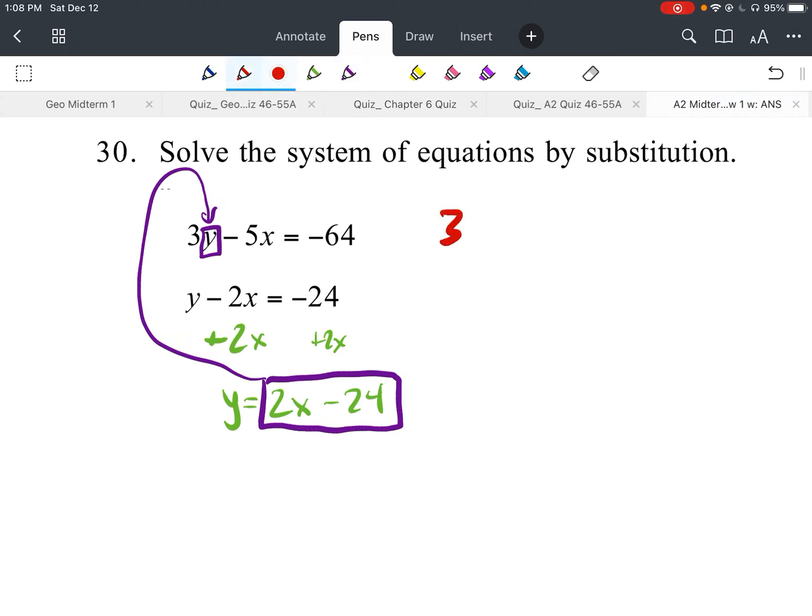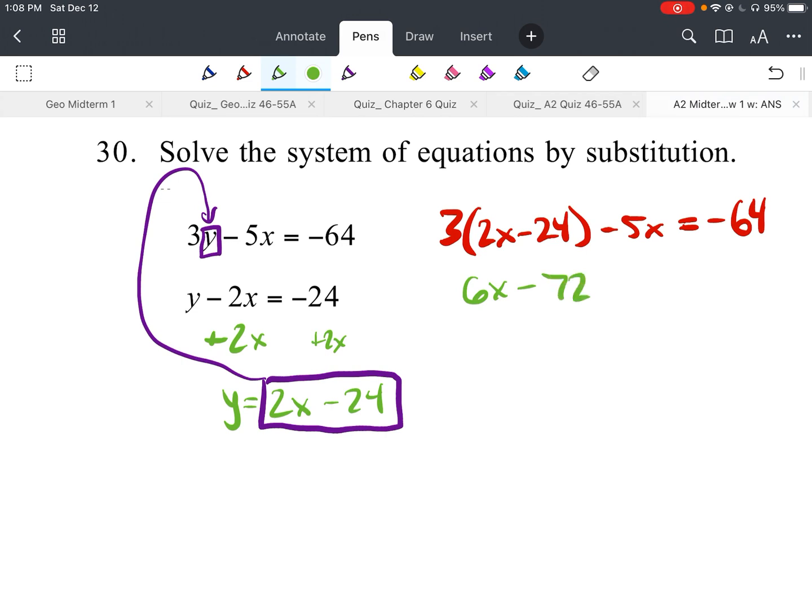This is going to be 3. And then instead of y, I'm writing 2x minus 24, make sure you use parentheses, minus 5x equals negative 64. And sweet Christmas. Nailed it. All right. Now let's distribute and solve for x. This would be 6x minus, and this would be 72 minus 5x equals negative 64.